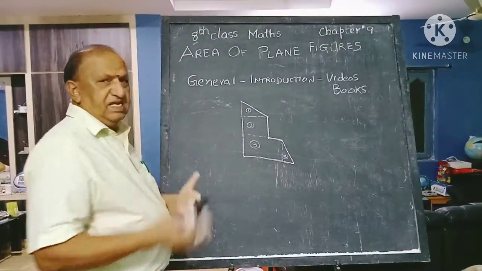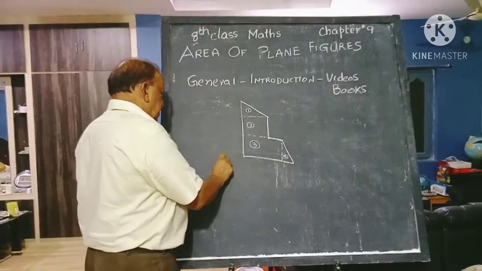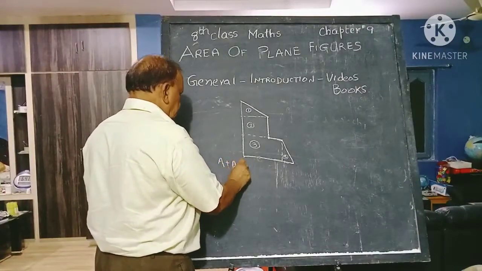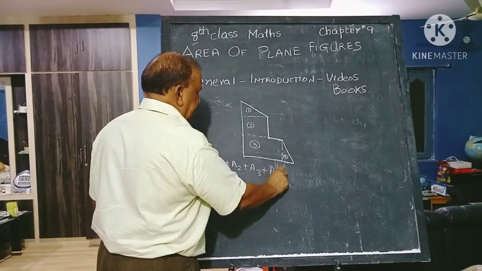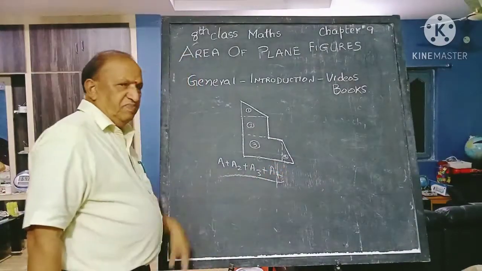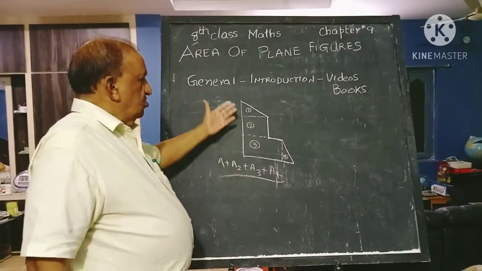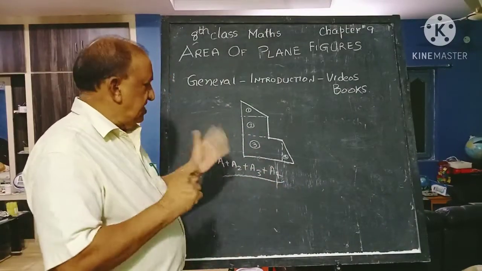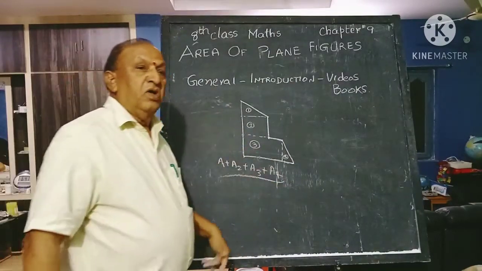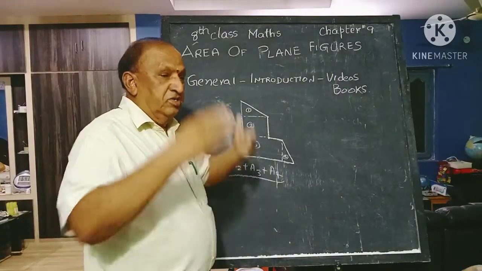So the total area of the figure is equal to A1 plus A2 plus A3 plus A4. Got it? You see how simple it is? Even though the figure seems to be complicated, you can break it down into a number of known shapes.